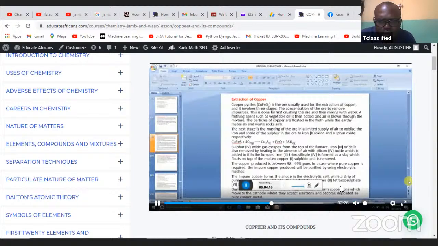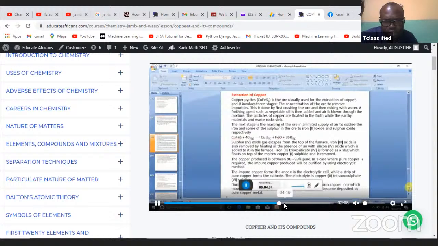Why the strip of pure... well, I'll have to take that up. Don't want to make a mistake. Okay, so that's about copper. I still have more to know. Okay.